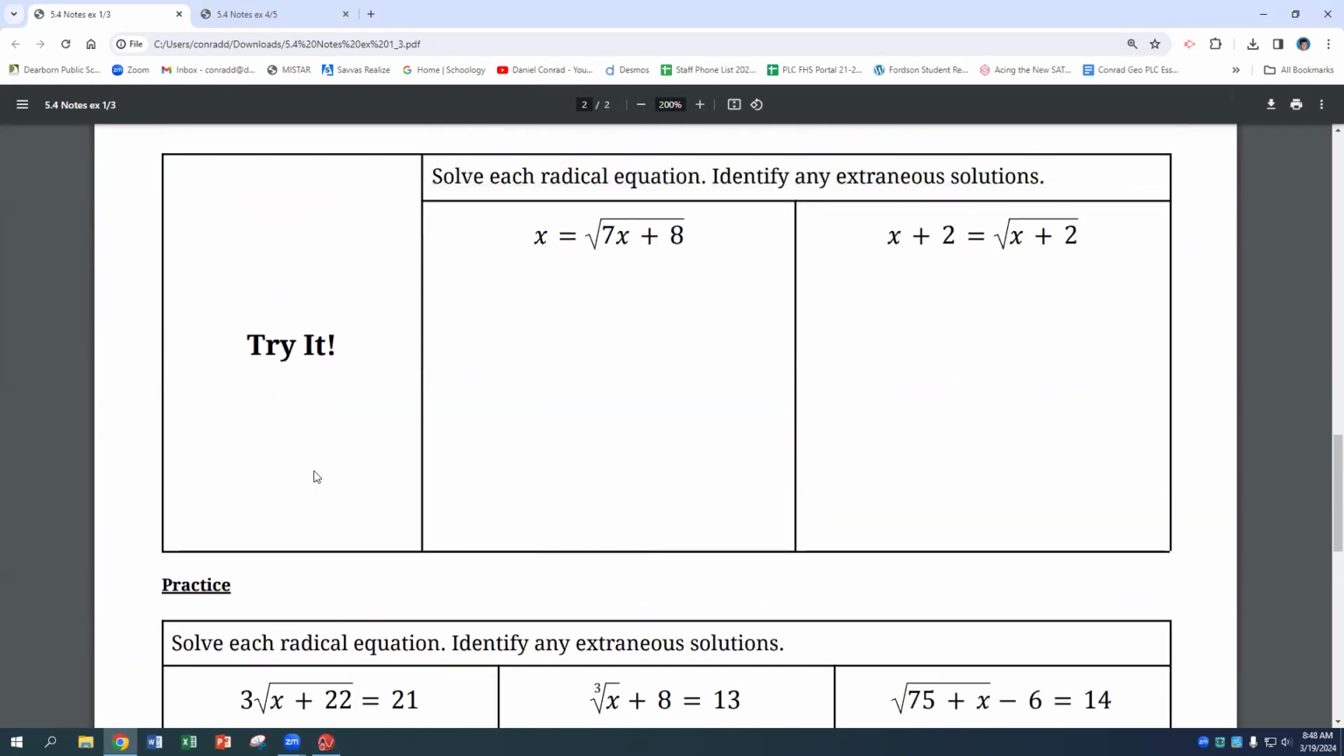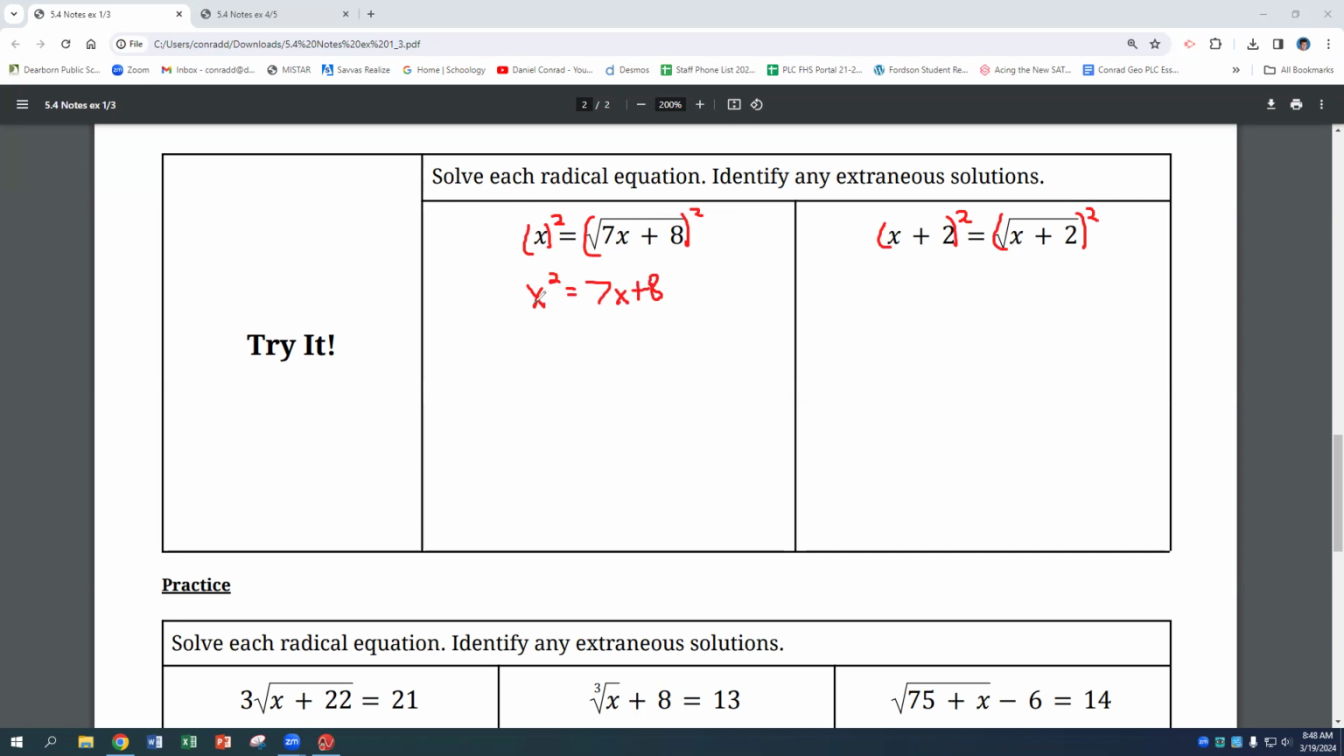All right. We've got two more problems here. So again, you want to get the radical by itself. It already is by itself, so we're going to square both sides. So I'm going to square this side, square this side. And that's going to give me x squared on the left. And on the right, the square root is going to cancel with the square. So I'm going to have 7x plus 8.